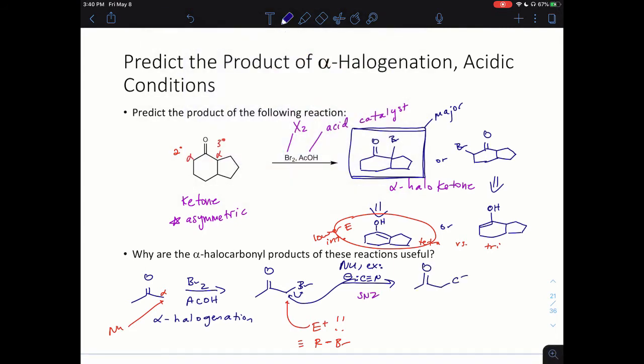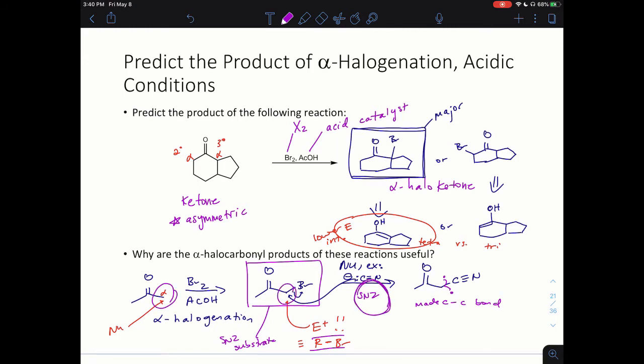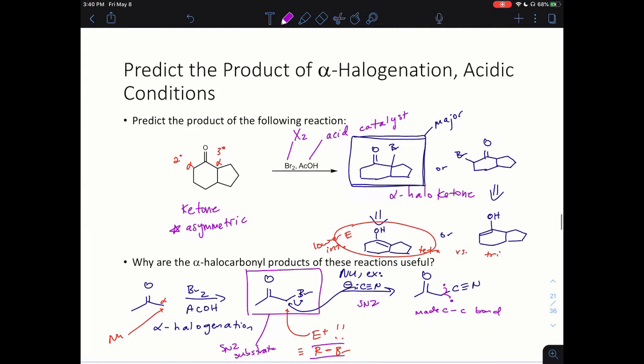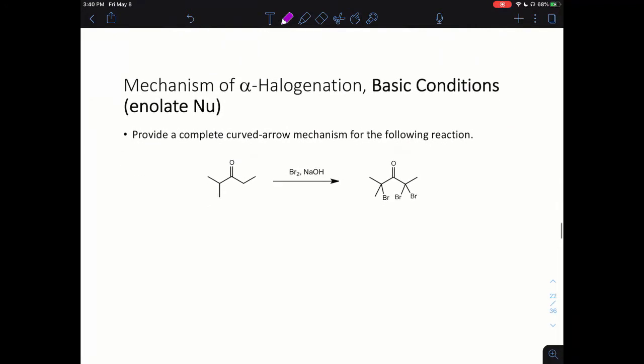Cyanide could react in an SN2 reaction. And now you've made this alpha cyano-ketone, where you've made this carbon-carbon bond. So this is cool because these are now SN2 substrates. These are fancy alkyl halides. They're SN2 substrates. So you took a ketone, you turned a nucleophilic carbon into an electrophilic carbon, and then the whole world of SN2 opens up for you. Very cool. Our worlds are colliding right now. We're going to take it up a notch.